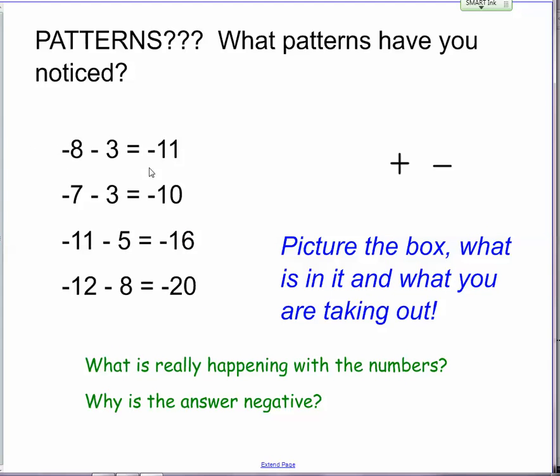And in all of these, we didn't have any positives to take out. This is taking away positives. So we had to put zeros in. And when we put those zeros in and took out the positives, it really gives us 3 more negatives than what we started with. So really we're adding negative 12 and negative 8, adding negative 11 and negative 5, adding negative 7 and negative 3 to get negative 10.